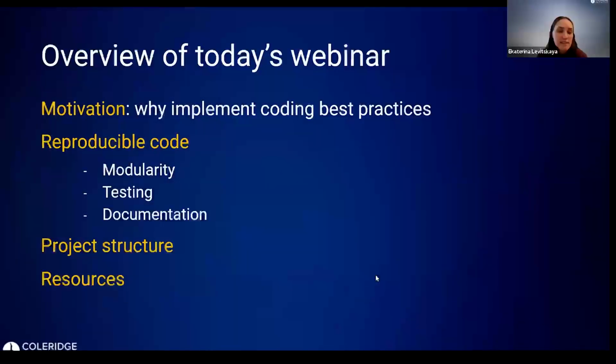So to give you a little bit of the structure of the agenda, we will first talk about the motivation, why we think it's important to implement coding best practices. We will then talk about how to create reproducible code and what are the main principles there, such as modularity, testing, and documentation. And we will also give some examples of the project structure that could be helpful when trying to implement coding best practices. And then we'll give you the overview of the resources that we prepared.